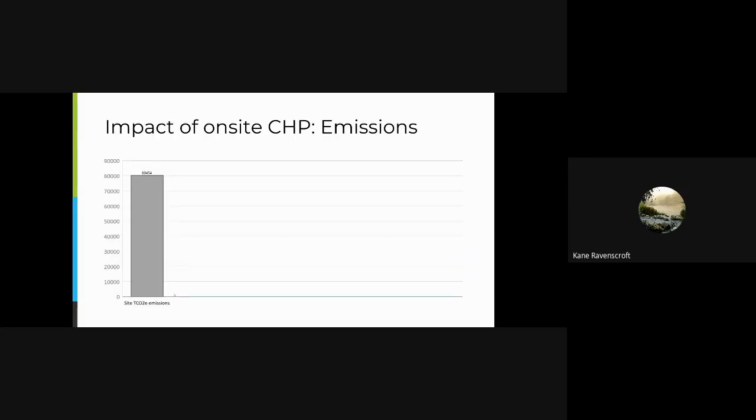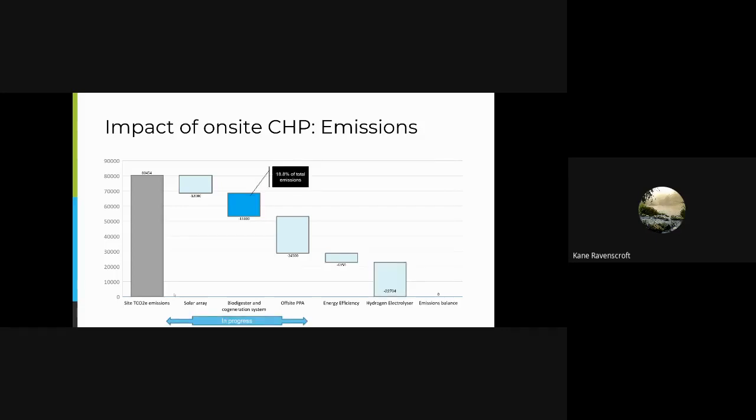So the last slide is really just about impact, really focusing on the emissions. I didn't put anything about the economics, and that really drove the project. The customer wouldn't have invested if it wasn't financial, but I thought this was quite a powerful indication. So this is the information from the customer. The solar array is going to have a bit of an impact. The biodigester and cogen system, significant impact. Offsite PPA is the next stage, a renewable PPA for procurement of their energy. Then energy efficiency and an electrolyser on site to take them to a zero emissions balance.